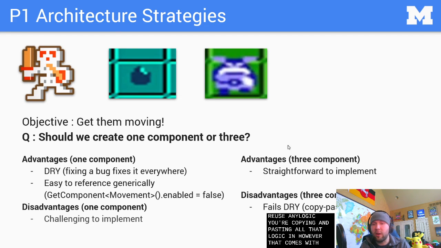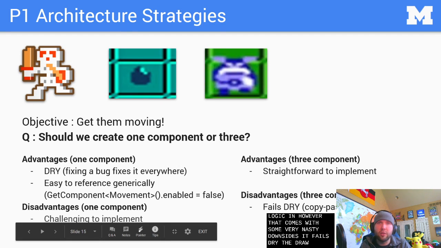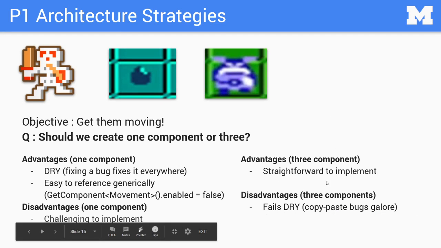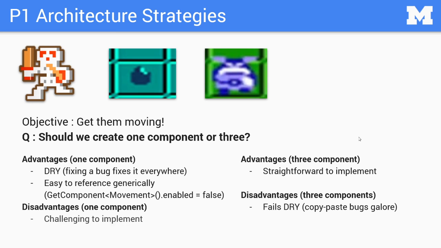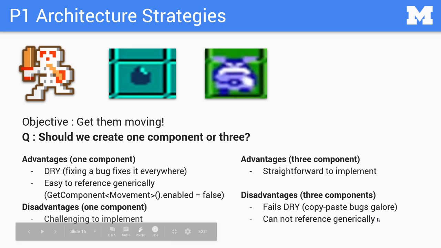However, that comes with some very nasty downsides. It fails DRY, the DRY principle. So copy-pasting is going to happen, and if you fix a bug in one of these three, you have to remember to fix it in all of the other movement components that you have, potentially in your entire code base, and this gets worse the more enemies and the more movement-related components you have, okay? And another really nasty thing is that you cannot reference this generically, okay?